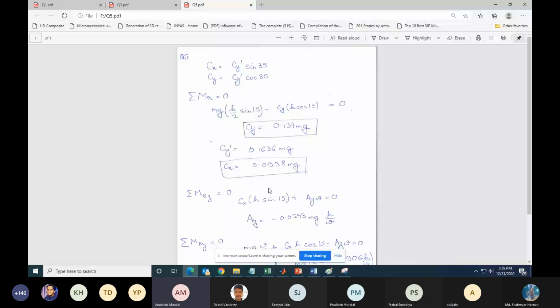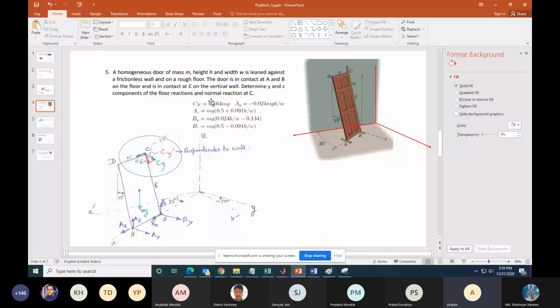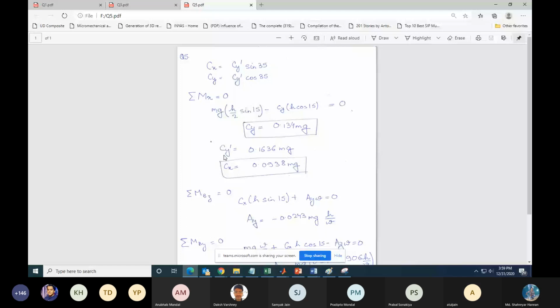We are given the width, right? I didn't see that, so that's why I was not able to write. The number given in the problem sheet is 0.1636. So this actually comes out to be right. It depends on which component you are looking at. 0.134 is Cy, but Cy prime is 0.1636 mg. Some of you have stopped at this, but the answer requested was Cy prime, not Cy. Okay, sir.